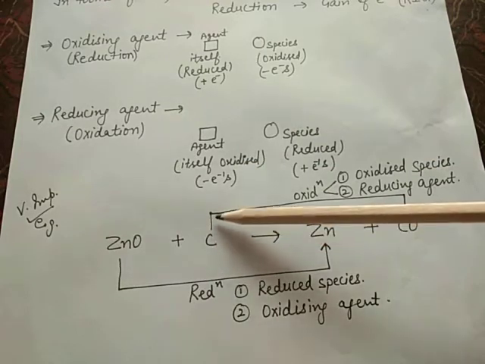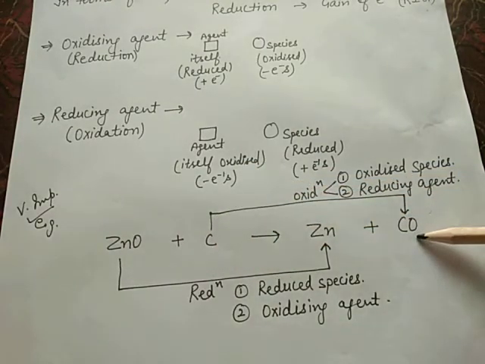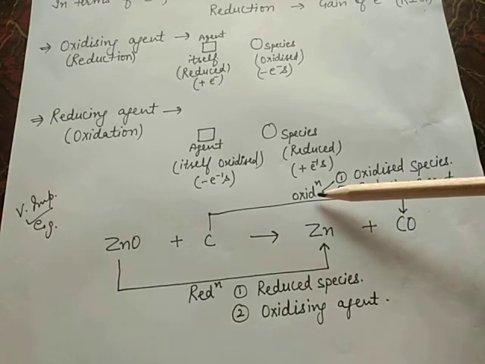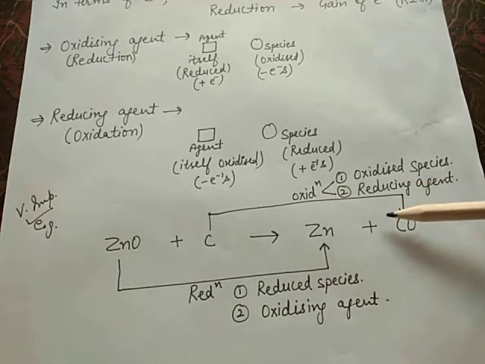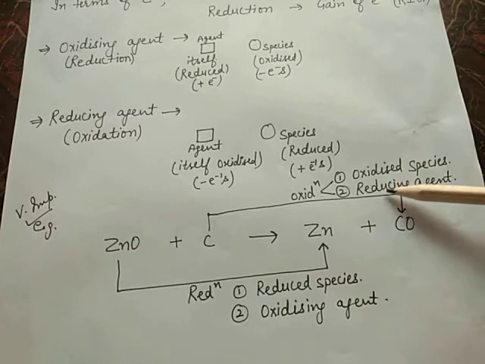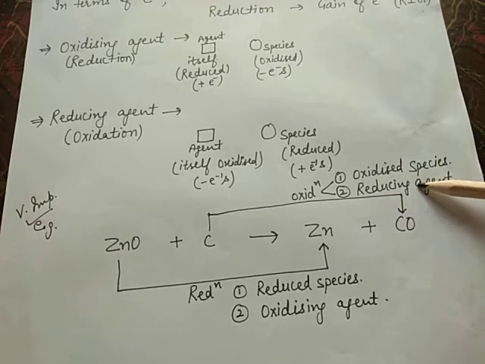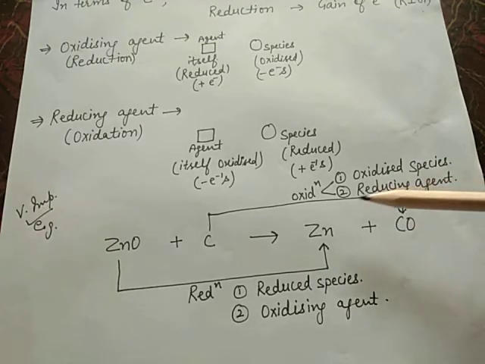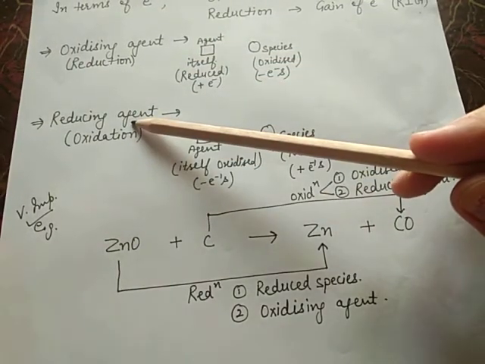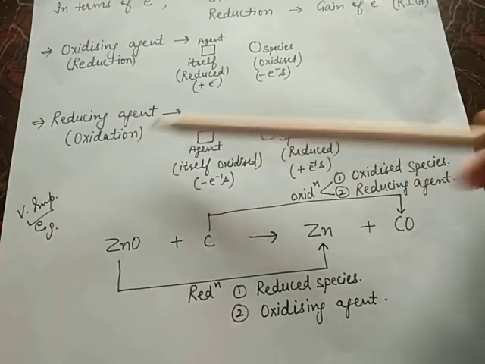This carbon changes into carbon monoxide means addition of oxygen. Addition of oxygen means gain of oxygen. Gain of oxygen, it means these species are oxidized species, but agent is reducing agent. Oxidation shows the reducing agent and species is oxidized species.